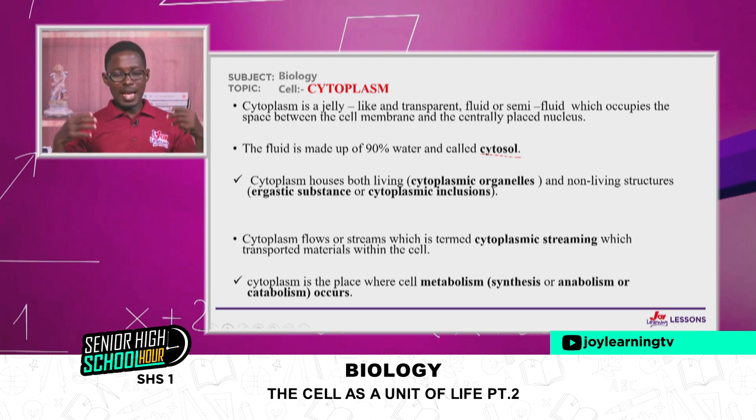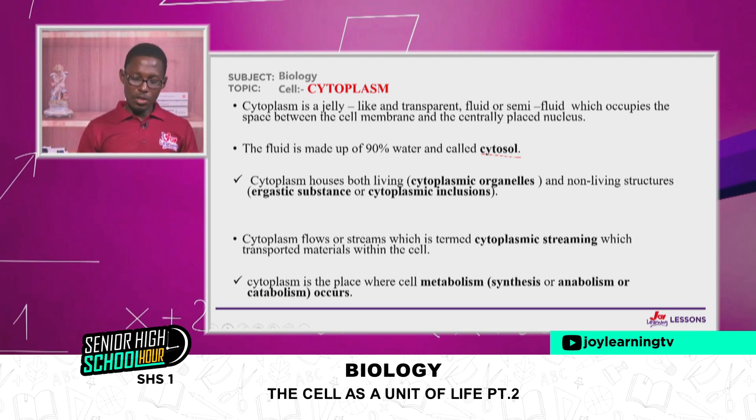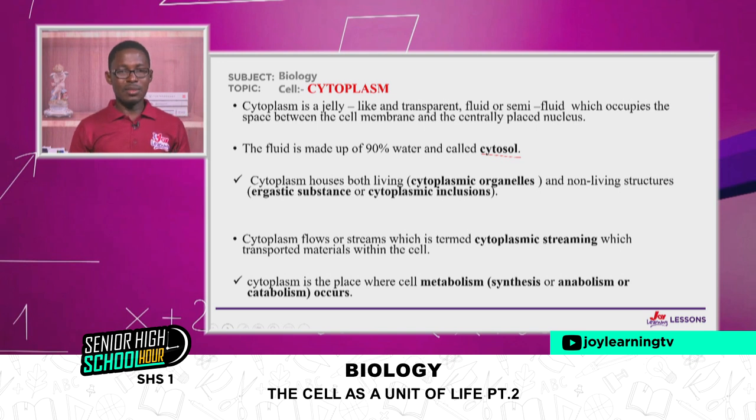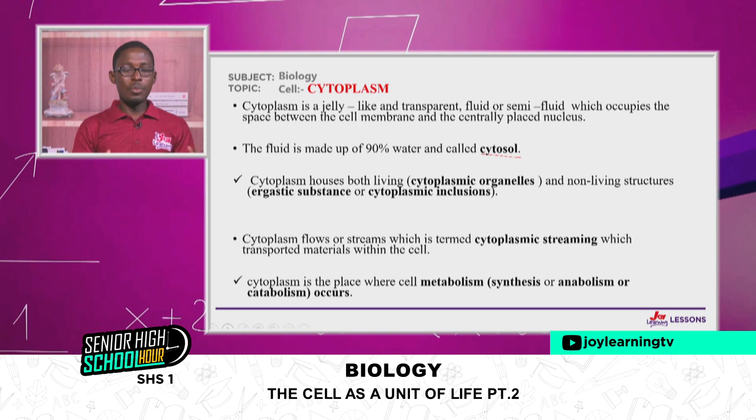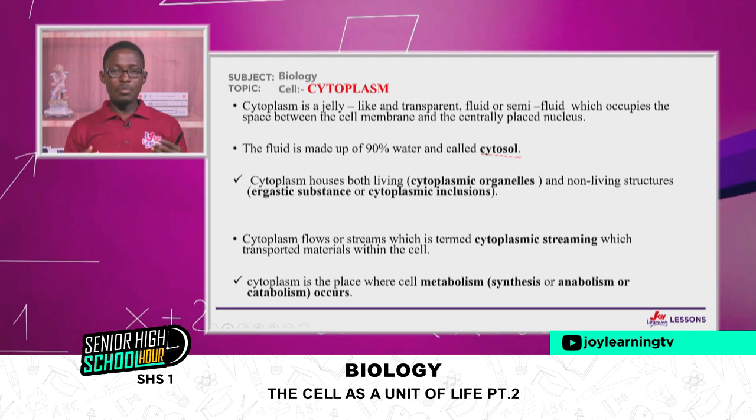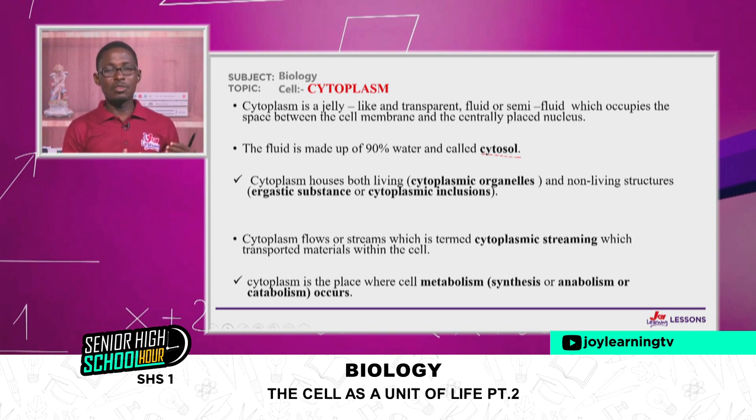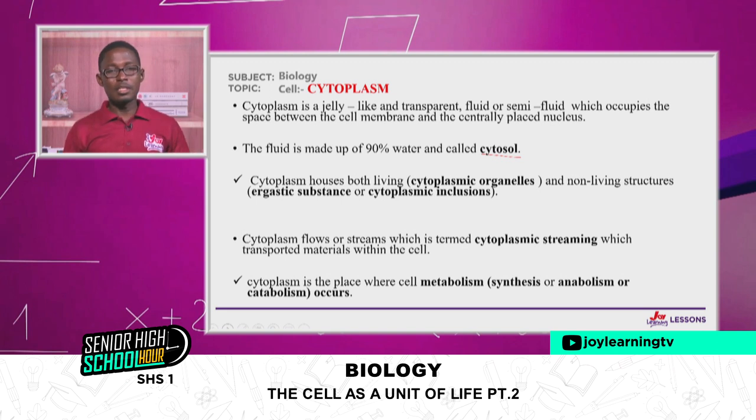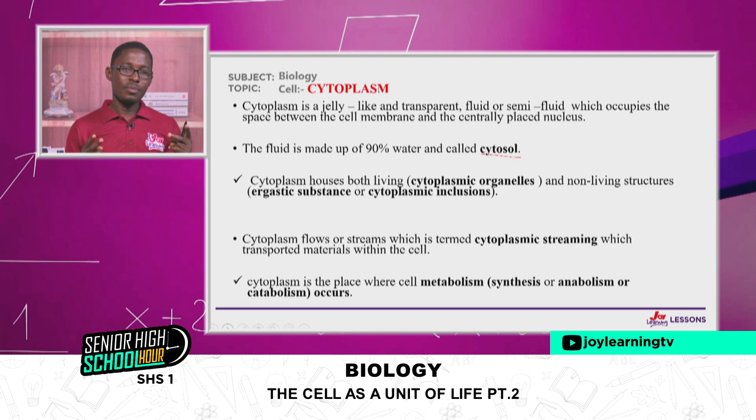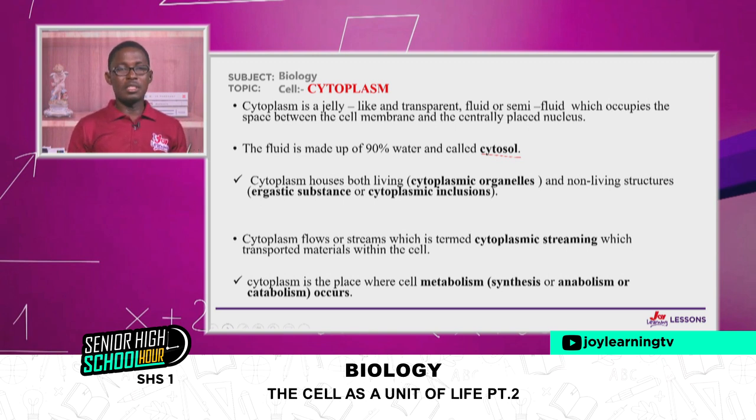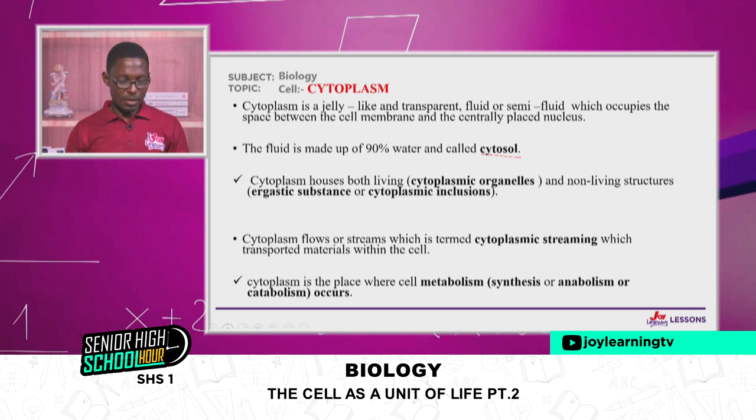Those good ones are added to the cell, and we call that synthesis or anabolism. If it is bad and the cell doesn't need it, they will break it down and remove it. The chemical reaction of breaking it down to remove it is called catabolism. So it means that metabolism has two different types. One is anabolism and one is catabolism.